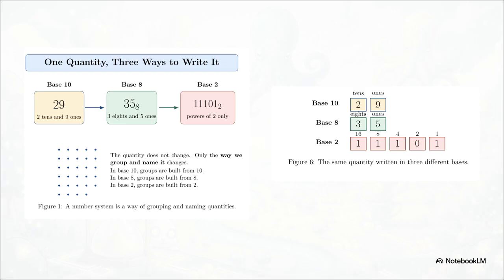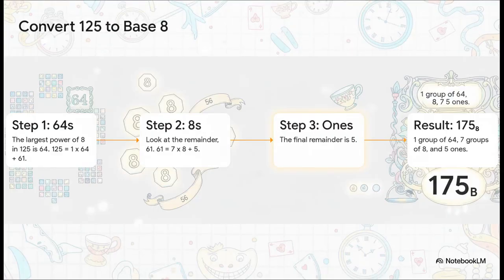But to write this in base 8, we ask a different question. We ask, how many full groups of 8 can we possibly make? Well, 3 eights gets us to 24, and that leaves us with 5 little ones. So the quantity we call 29 gets written as 35 in base 8, 3 eights and 5 ones. See? All right, let's try a bigger one, the number 125.